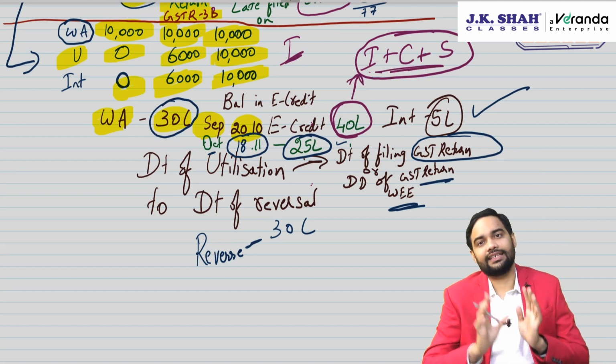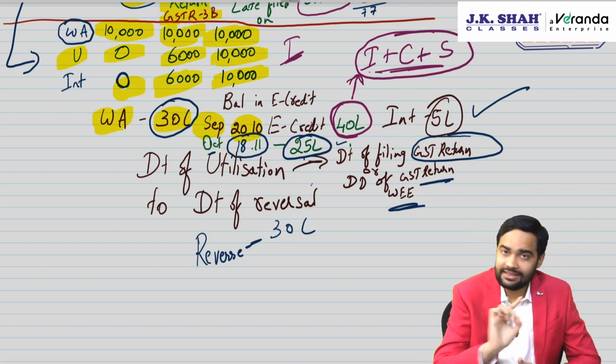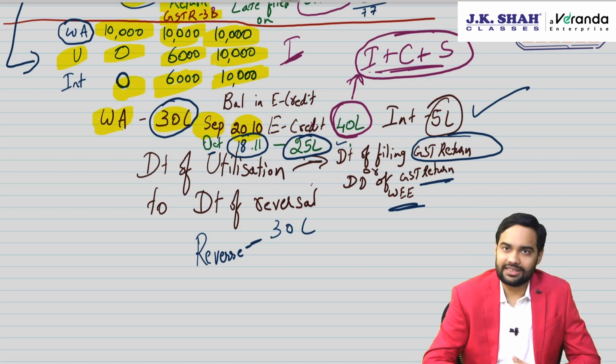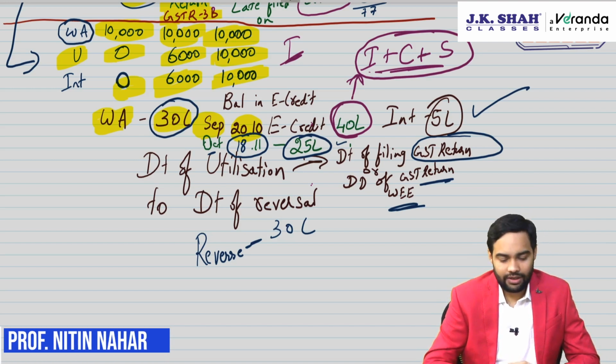So I, C and S all taken together. Compensation cess will not be considered because compensation cess can be used only against compensation cess. Be careful about this particular point.